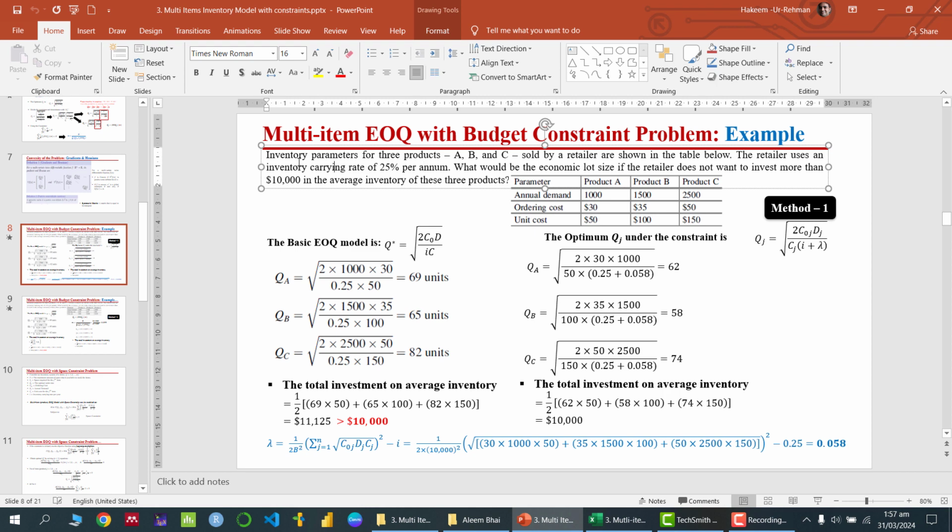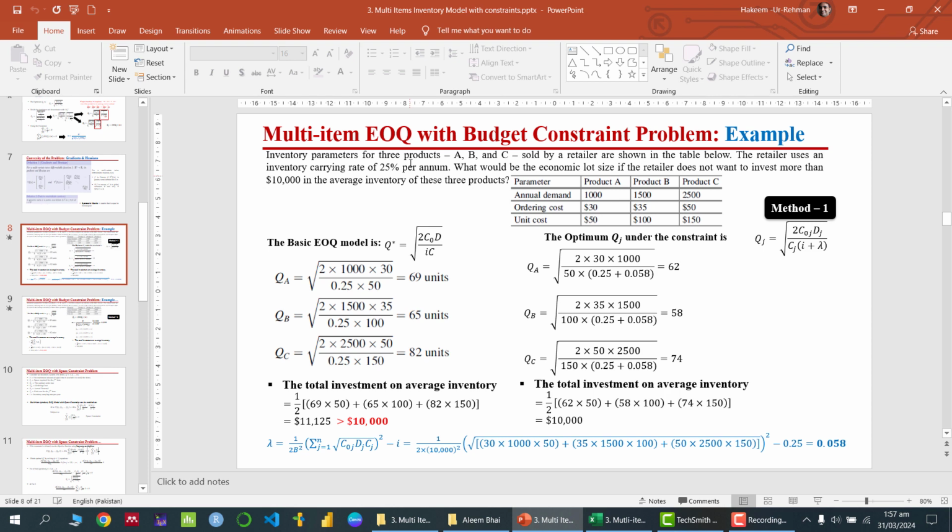For that, I am considering this particular example, in which we want to find the economic order quantity for the three products, product A, B, and C. The data given is the annual demand for product A, product B, and product C. The order cost is given. The unit cost is also given.